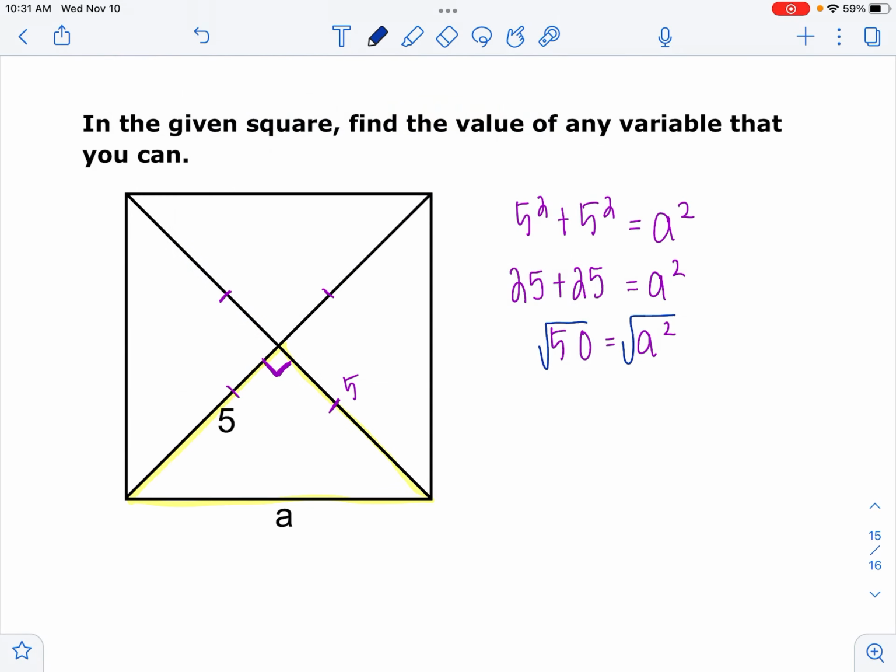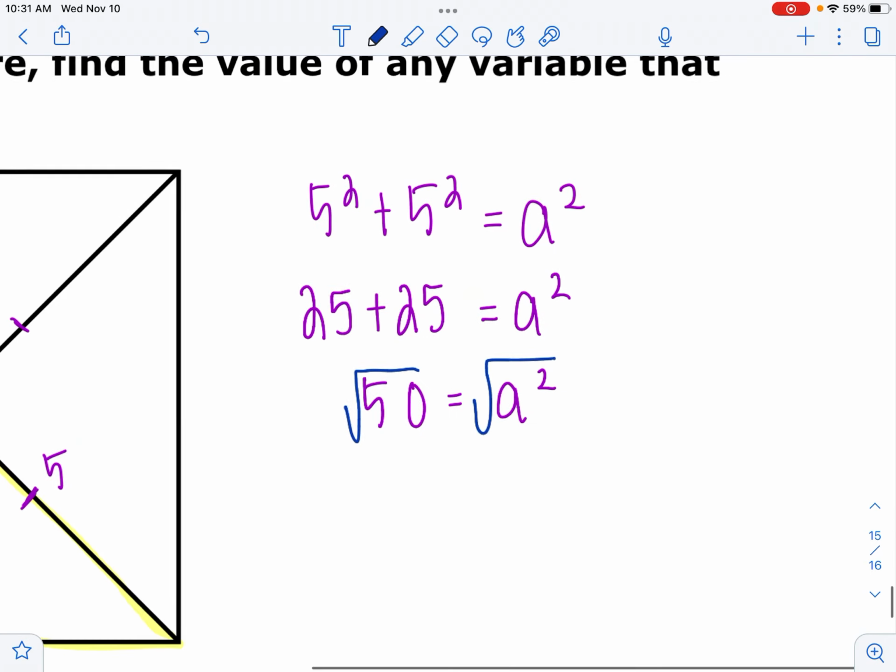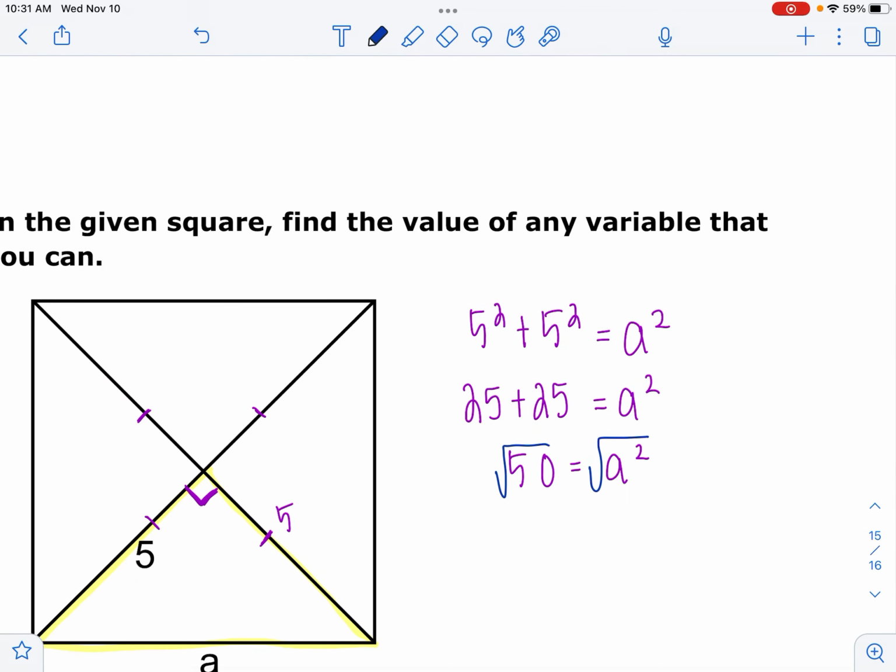Now, in chapter 1, we would say, all right, square root of 50, we don't know it. Let's punch it into our calculator. What's the answer? So instead of doing that, this is where I'm going to teach you how to write in simplest radical form. In order to do that, you must know your perfect squares. So 1 squared is 1. We don't write that down because 1 goes into everything. 2 squared is 4. 3 squared is 9. 4 squared is 16. 5 squared is 25.